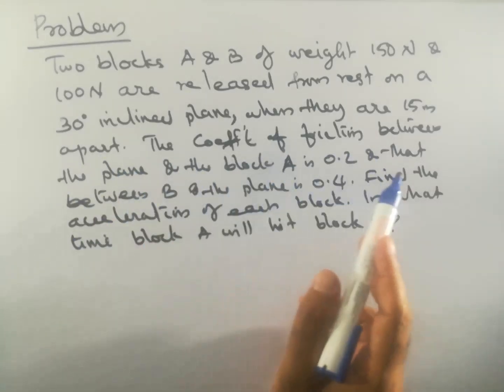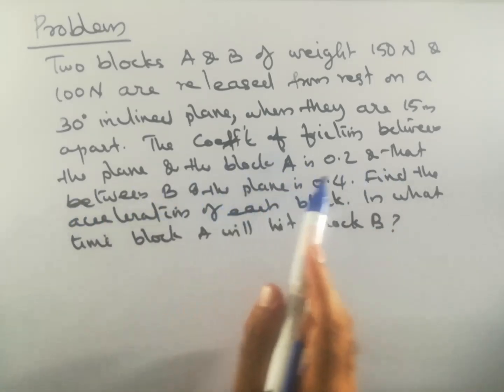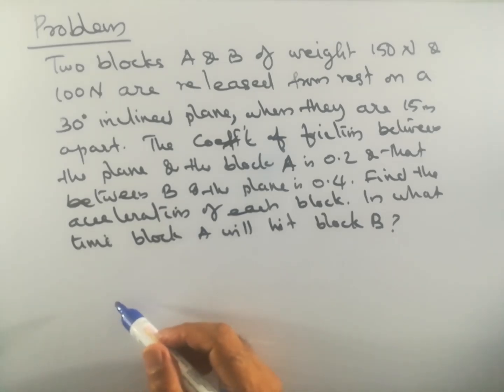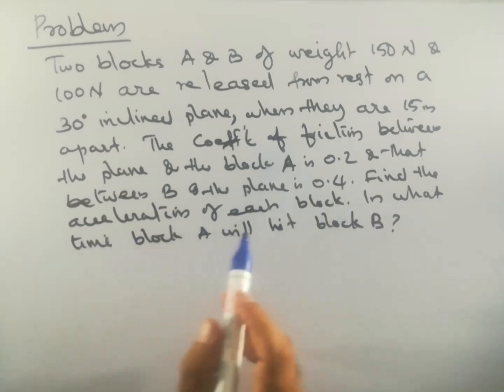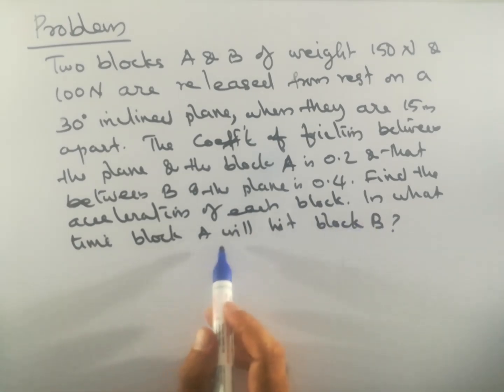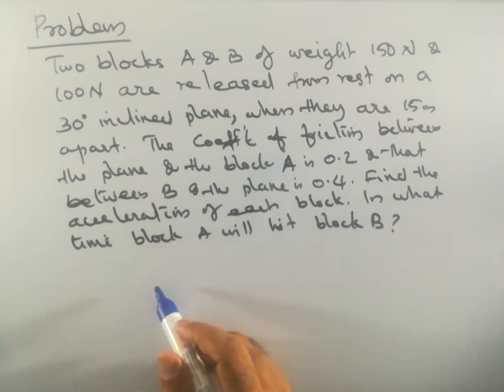The coefficient of friction between the plane and the block A is 0.2 and that between B and the plane is 0.4. Find the acceleration of each block. Also, in what time block A will hit block B.